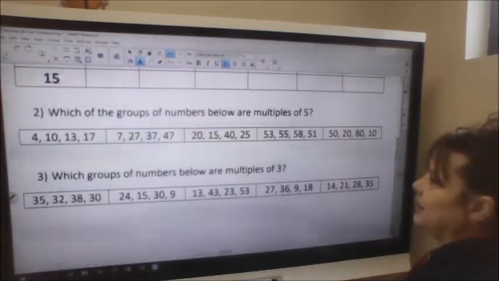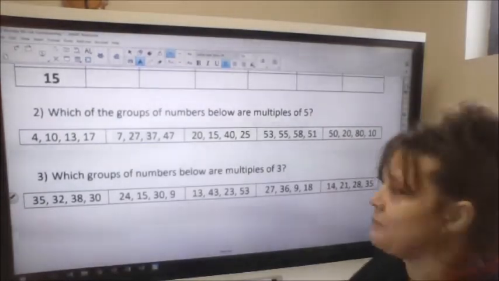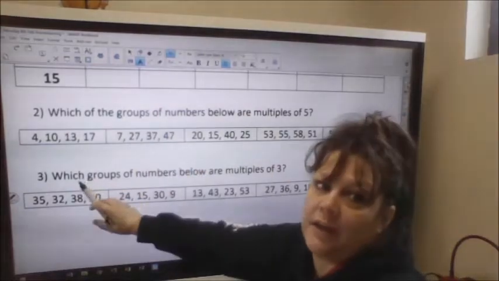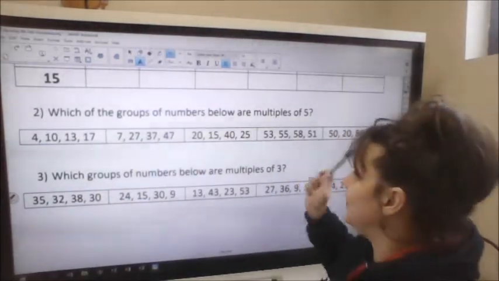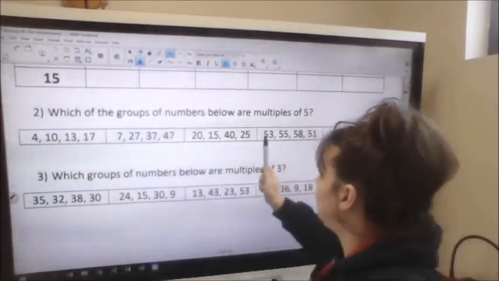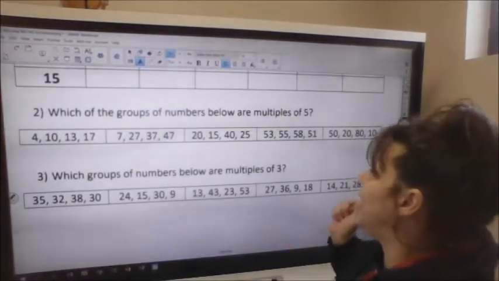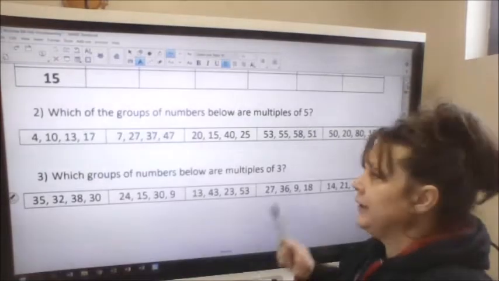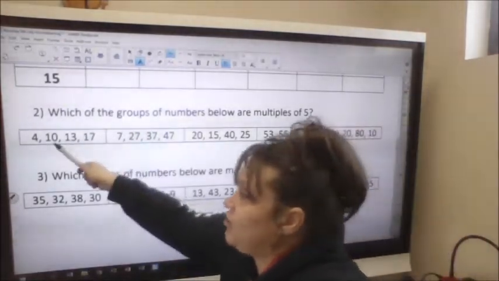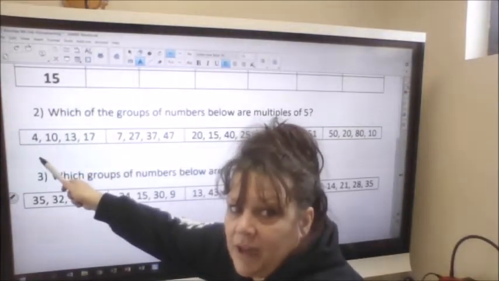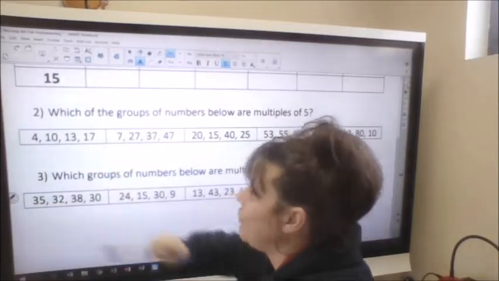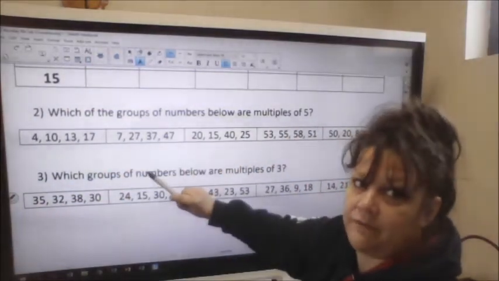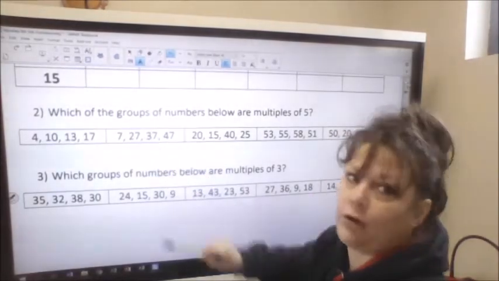So we've got another little task here. So it says, which of the groups of numbers below are multiples of 5? So what I've got to do is think which set of numbers appears in my 5 times table. Okay. So if I have a little look, well, straight away here, 4 does not appear in my 5 times table. So it's not that one. Here, 7 doesn't appear in my 5 times table.